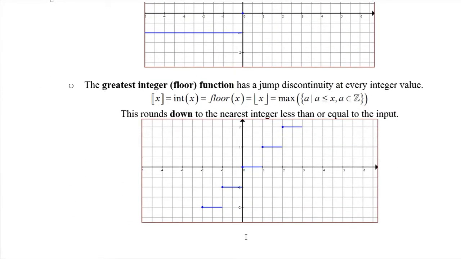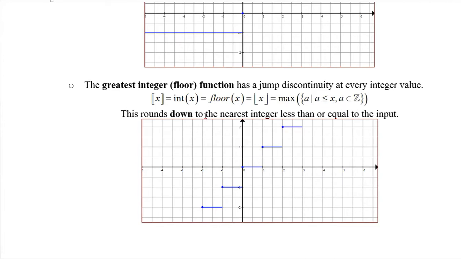A type of rounding function: there are several different types of functions that round different ways. Here's one example, the greatest integer function, also known as the floor function, and here are several different notations for it. The greatest integer function is sometimes written with double line brackets. You also see it written as int of x, or called floor of x, or a bracket with little square legs on the bottom but none on the top. It's the maximum of all a such that a is less than or equal to x and a is an integer. So it's the greatest integer that's less than or equal to the number we want.